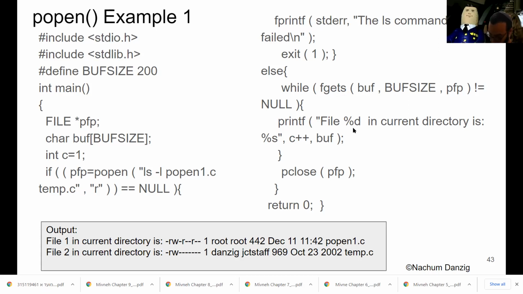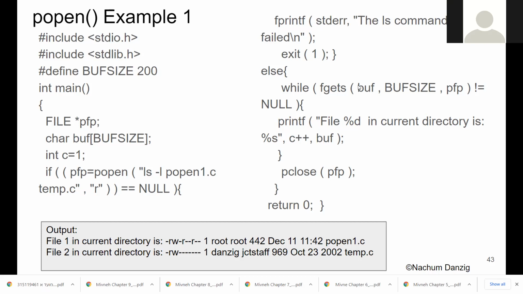Then whatever I did, then print whatever C++ is. What is C++? What is C? C is 1. So file 1 in the current directory is, and then I do C++, so it's going to go up by 1. So the next time I print something, it will be 2.